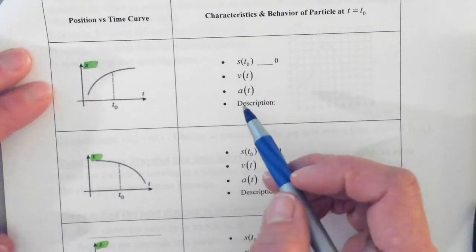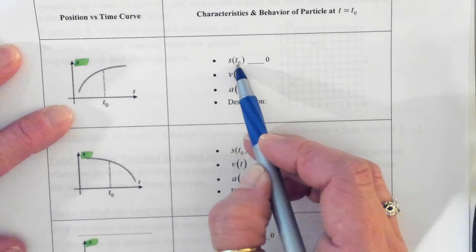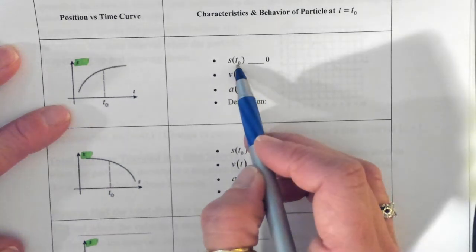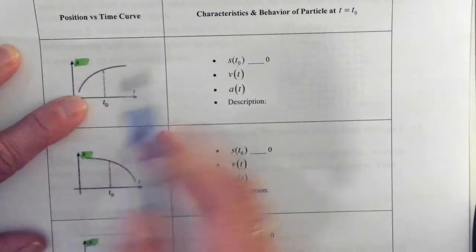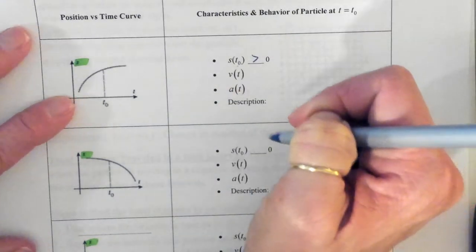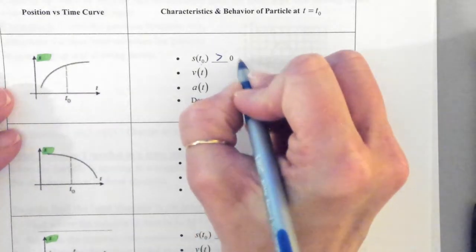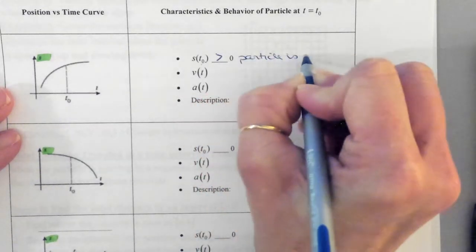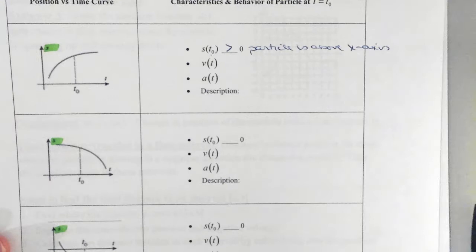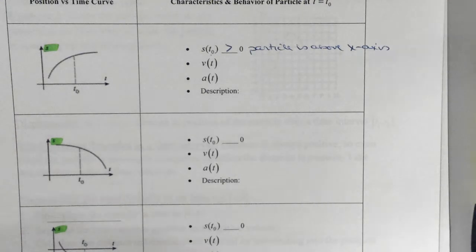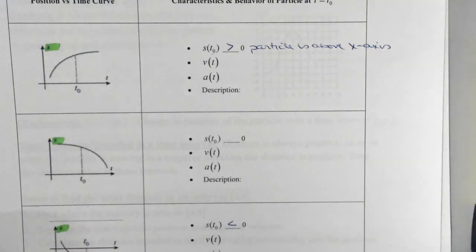Okay, so the first thing that we're asked is the position at t sub 0. What we're looking at here is the location of the graph in relation to the x-axis at that time. Because this portion of the graph is above the x-axis, the position is greater than 0. So the particle is above the x-axis, if you want to write an explanation. Where's the location? Above or below? If you take a look at the third graph down, what do you think that's going to be? Yeah, this would be less than 0, but we'll get to that in just a minute.